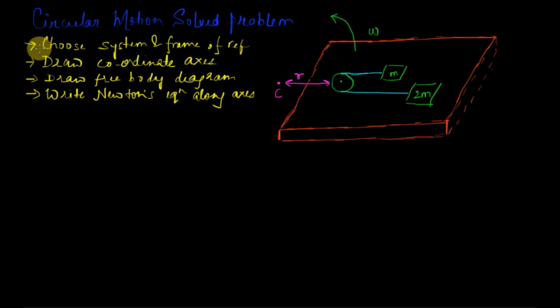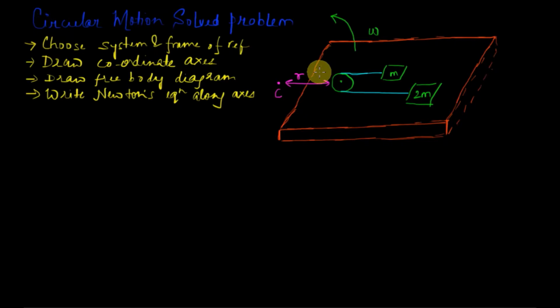The first step is choosing the system and the frame of reference. Second step is drawing the coordinate axis. Third step is drawing the free body diagram. And fourth step is writing Newton's equation along the axis of the coordinate system. So let's apply these four steps in solving today's problem.